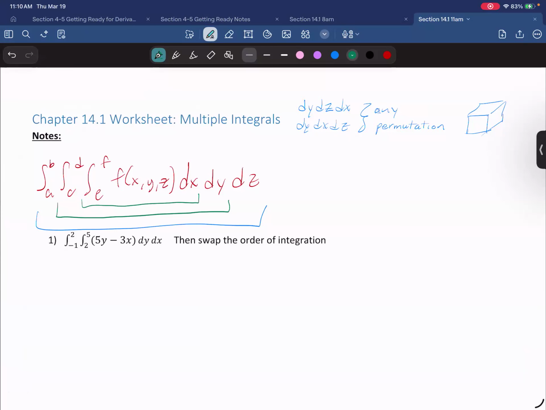Today we start chapter 14. It's on multiple integrals. In 14.1, we are doing rectangular or box-like regions. Well, rectangular, yeah, or box.